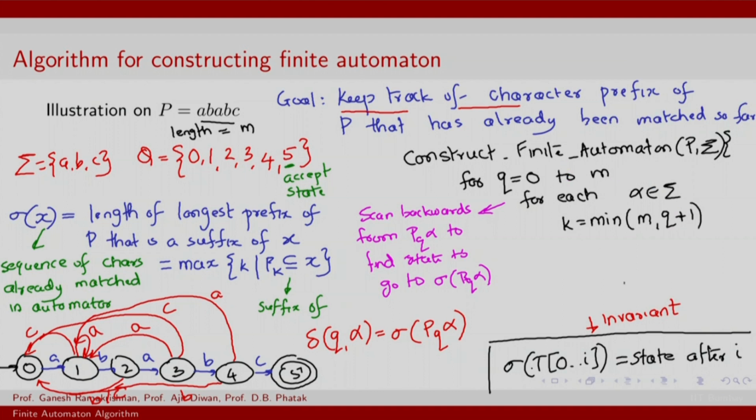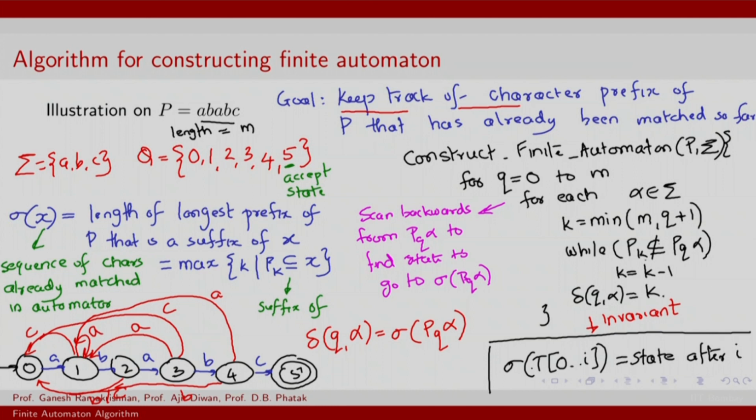So let us see what to do with k. So we are going to say while pk, the prefix ending at k, is not a substring or does not match the prefix of pq alpha, we are just going to do k equals k minus 1, and once we find that pq is indeed a substring of pq alpha, and this will of course be the case when k becomes 0, we then going to set delta of q comma alpha to be k.